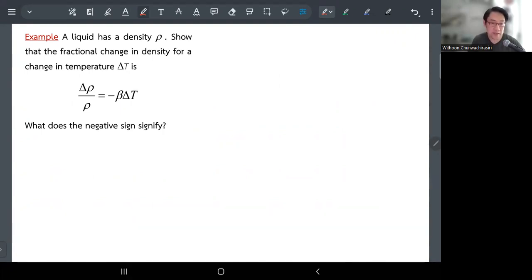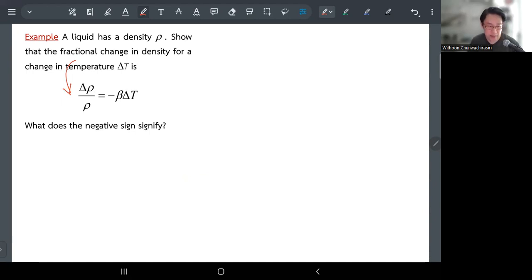All right, so let's try this. You have a liquid that has a density rho. They want you to show that the fractional change, which just means you take the change and divide it by the original value, is delta rho, the change of the density with respect to the value of the density at that point. They want you to show that this fractional change for a change in temperature is given by the following expression. And they're just asking what the negative sign really means.